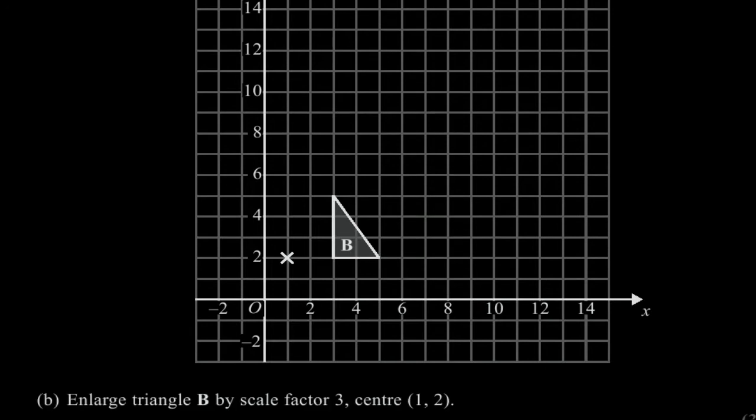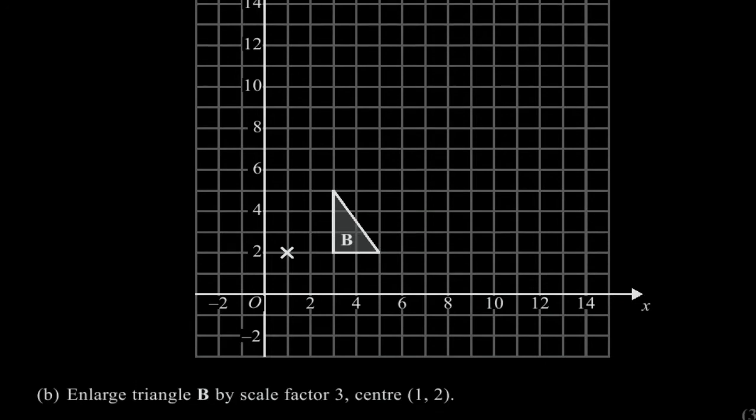Now this one, here's the sketch here. Enlarge triangle B by a scale factor 3, center 1, 2. Well, they've marked off the center, so we'll draw our lines out from here as best we can. So I'm going to draw one here through there and just mark it off there. It's that one. Draw another one here along these two and go along there.